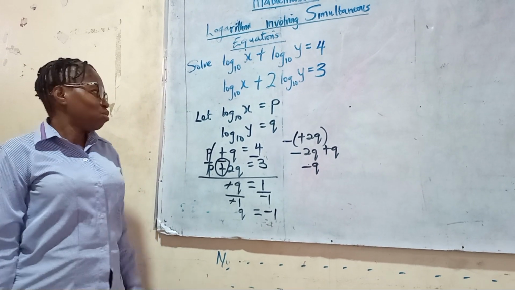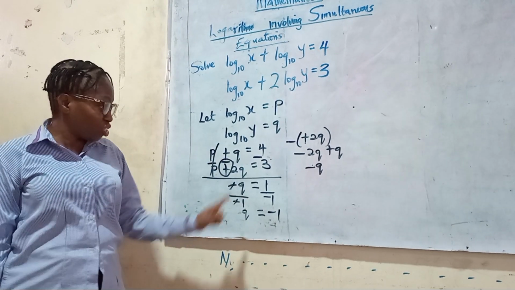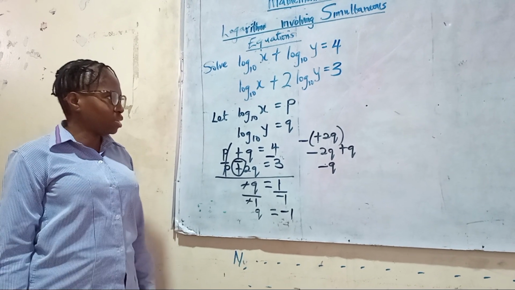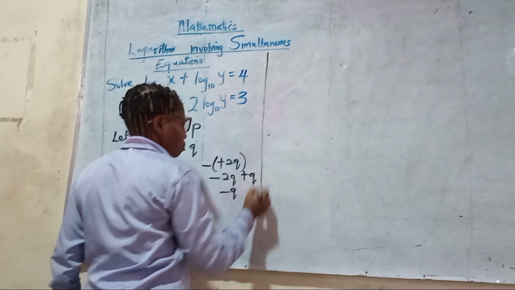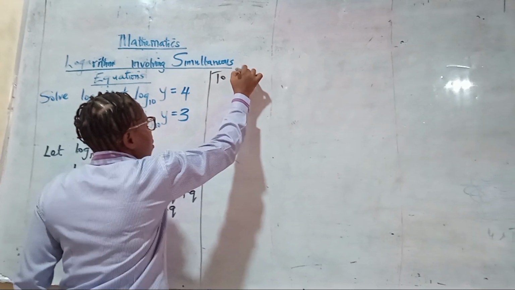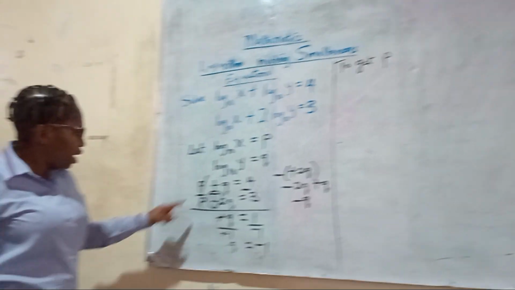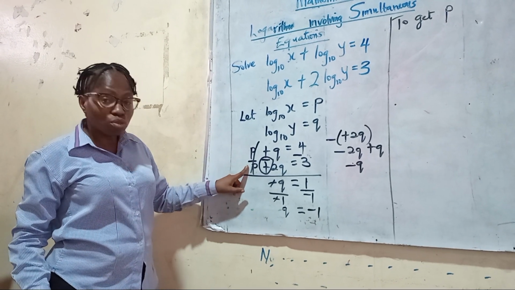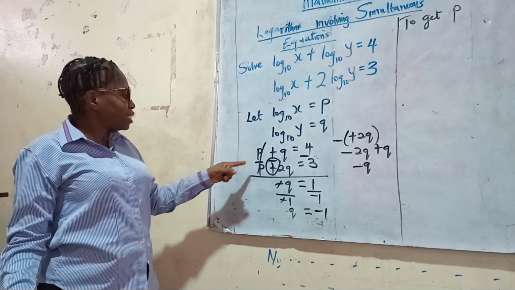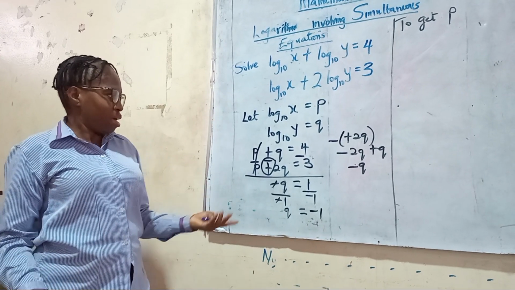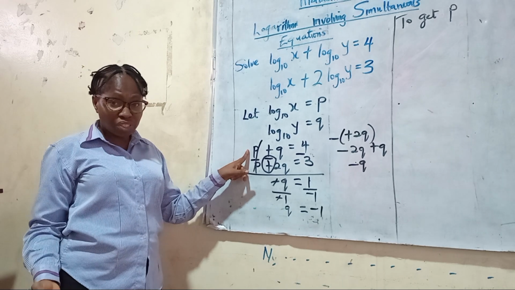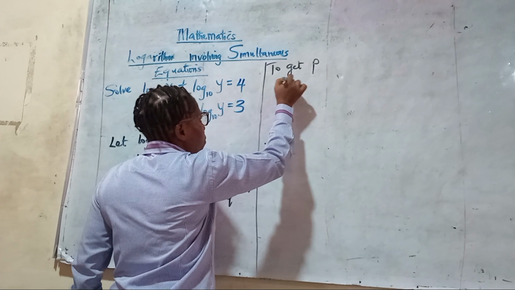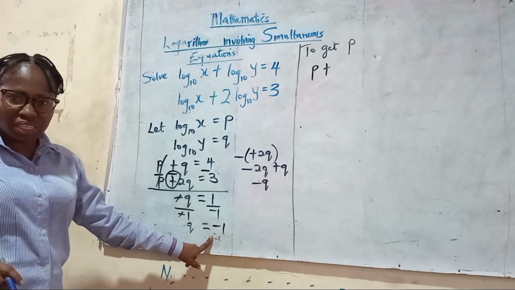We've gotten q. We need to get the other variable, which is p. To get p, we are going to use any of the equations here. This is equation 1, the first equation. This is equation 2, the second equation. So I can decide to use the other one. But to get our p, I want to use equation 1, the first equation, which is p plus q equals 4. P plus q. Don't forget, we've already gotten q.